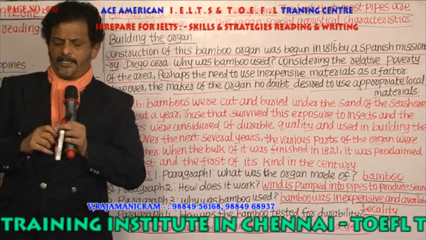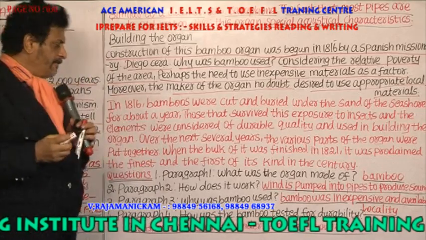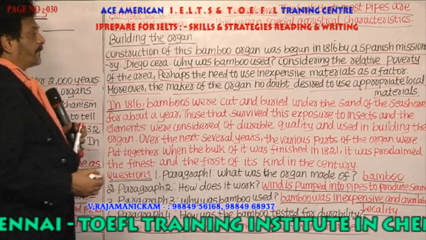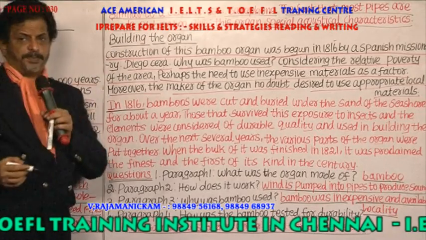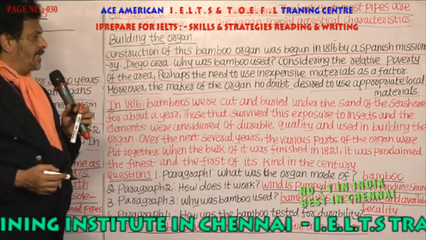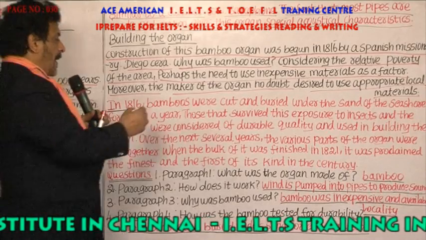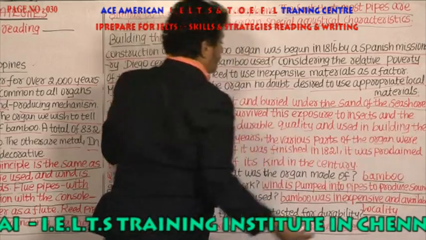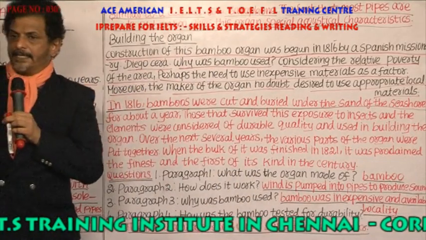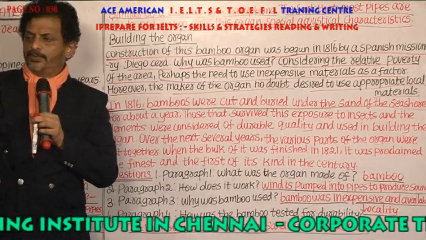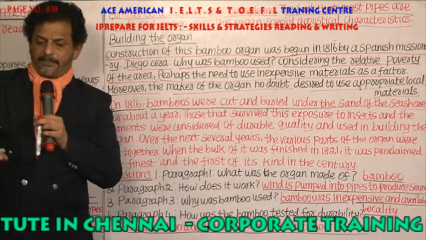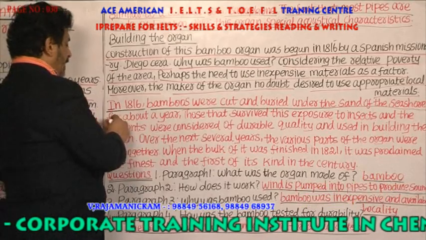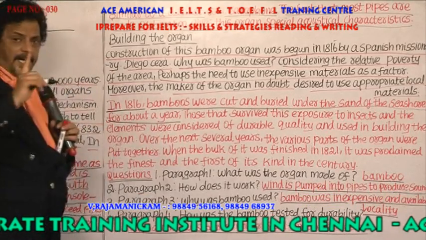Now coming here to the final paragraph. In 1816, once again in 1816, it is the Spanish missionary Diego Serra who was the founder. Bamboos were cut and buried under the sand of the seashore. So what did they do? They cut the bamboo, dug, and put it down in the seashore. For about a year, what is the time duration? 1 year it was buried under the earth, near the beach.